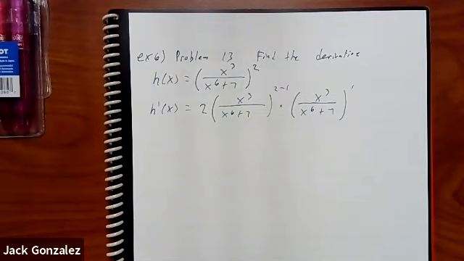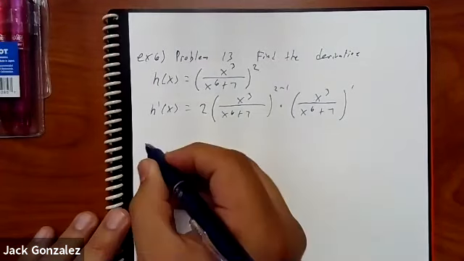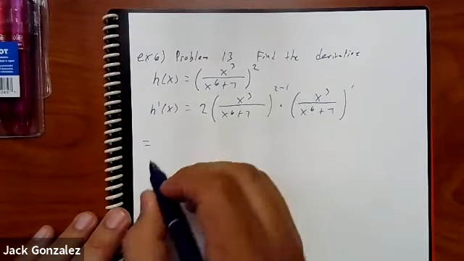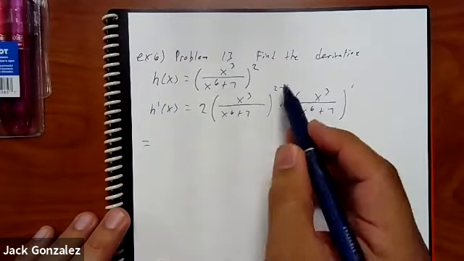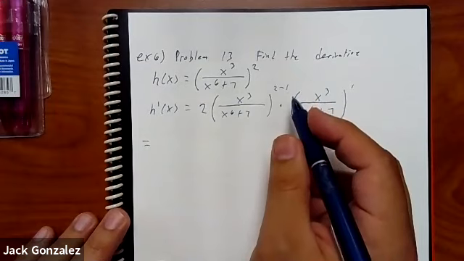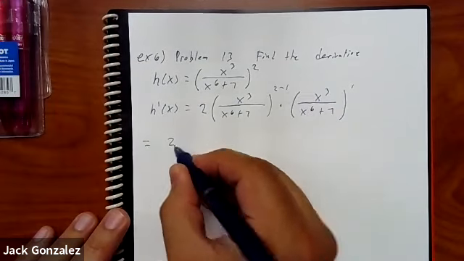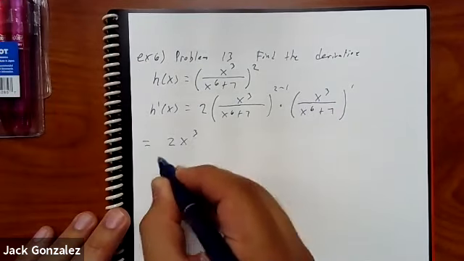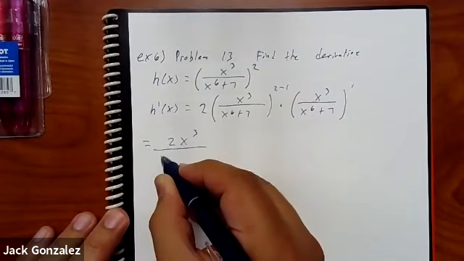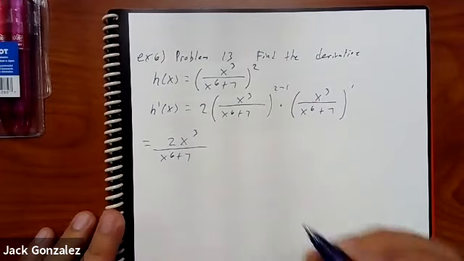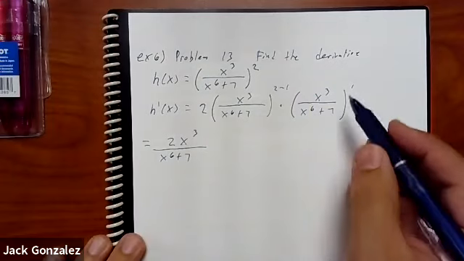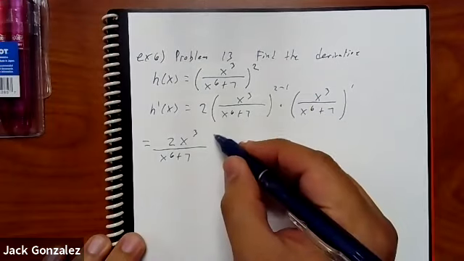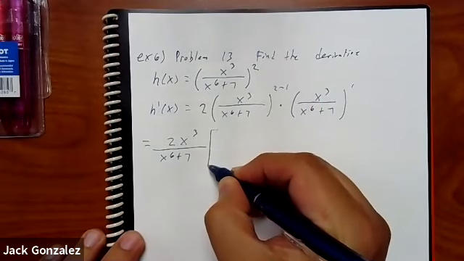Okay, where is it? Yeah, there it is. So this part's pretty much done. 2 minus 1, that's going to be gone. The power's gone at that point, right? So you can just say this is 2x cubed over x to the 6 plus 7. Let's deal with this thing. So I'm going to ignore this for a while and work inside here.